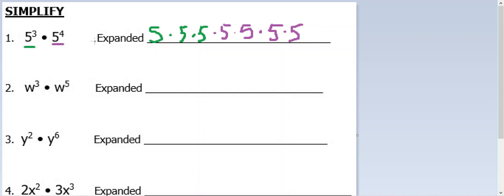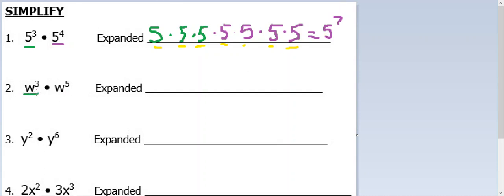So 5 to the third means I have 3 5s times each other, and 5 to the fourth means I have 4 5s times each other. And that's going to give me 5 to the 7th, because there's 7 5s. We have 1, 2, 3, 4, 5, 6, 7. 5 to the 7th.